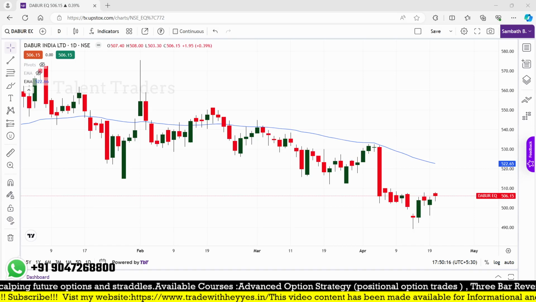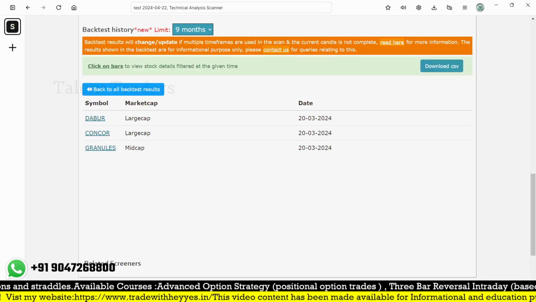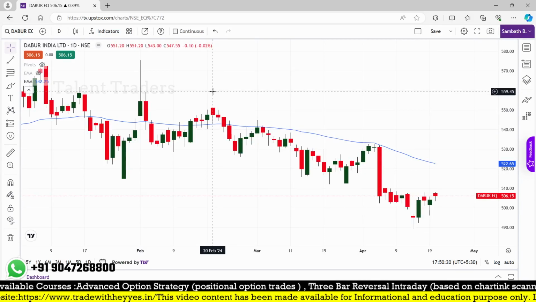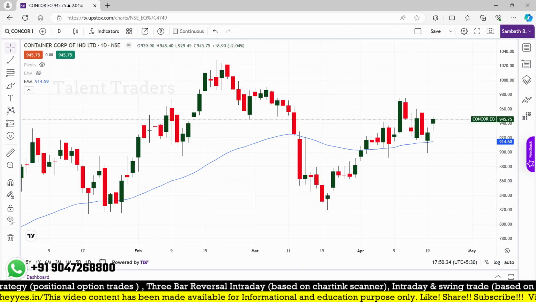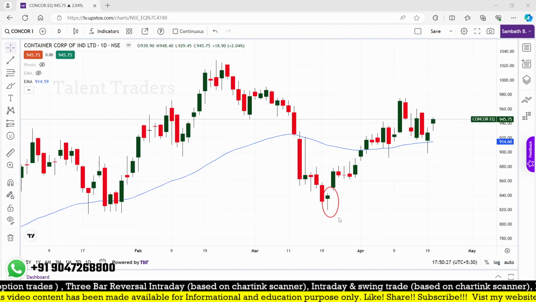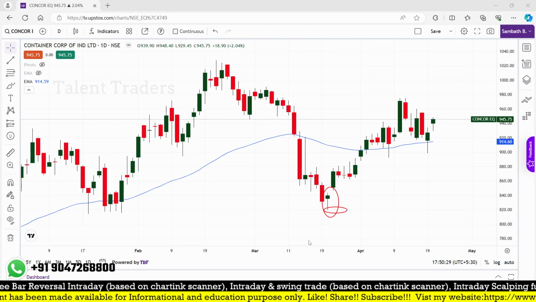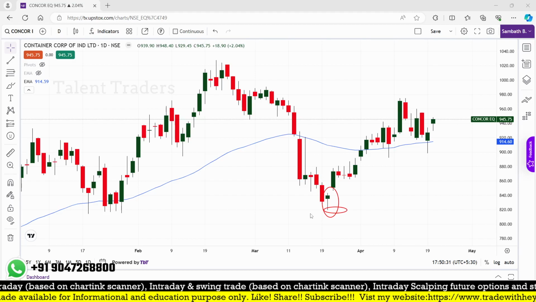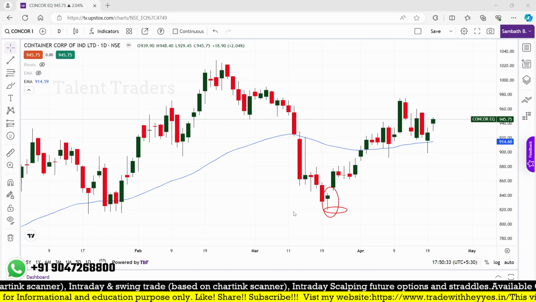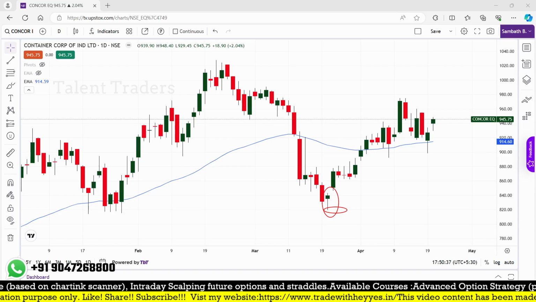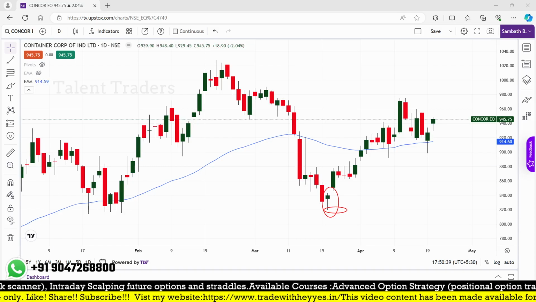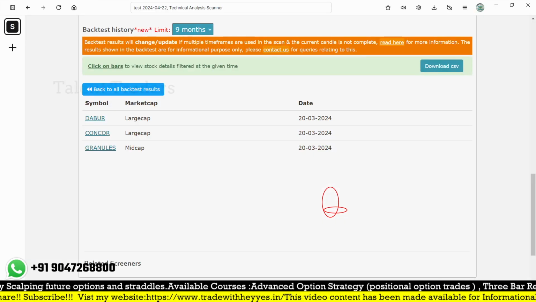So whether our stock satisfies our conditions or not, based on this, Kansai Nerolac and Granules. Already Dabur we have seen, Container Corporation, that was a great one. So on the day where it is forming, the low of that particular candle is the least compared to the last 20 days. That was the condition we mentioned, and that was giving you such a good result. And finally we are looking at one more stock, Granules.